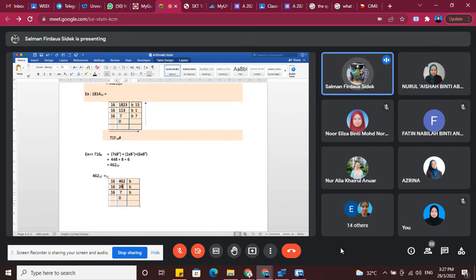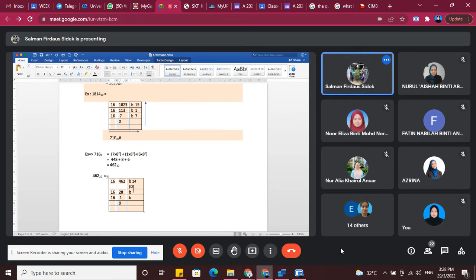28. Ada balance tak? Ada. Berapa? 14. Dalam soalan 14 ni dia mesti D, sebab dia hexadecimal 28. Apa 28? 28 bagi 16, 1.